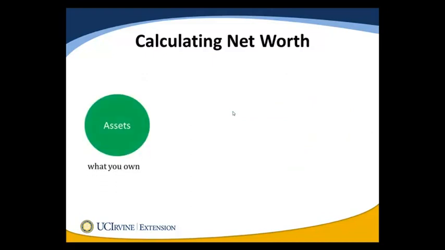First, a net worth statement or personal balance sheet is simply a summary of your assets and liabilities as of a given date. It's just a snapshot. Simply put, it involves adding up what you own and subtracting out what you owe.